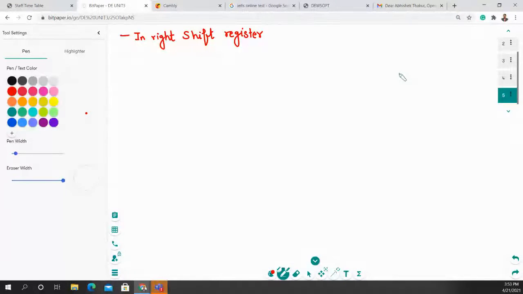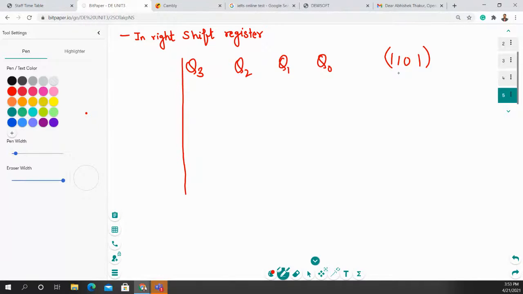Suppose that we are using 1101 as the input in the last case. This is the binary input, and we have the outputs Q0, Q1, Q2, and Q3. How many combinations do you require to get the similar output? You have to achieve it.